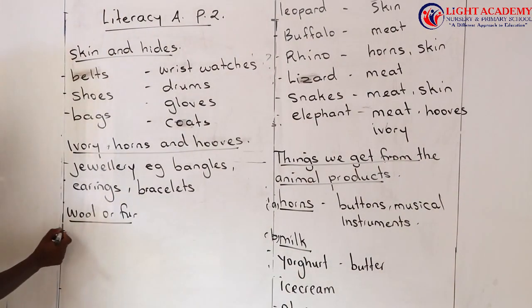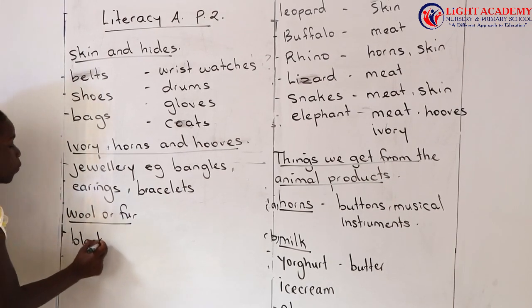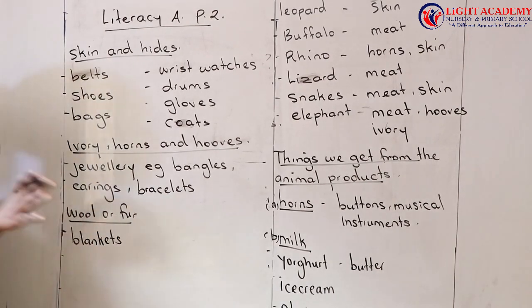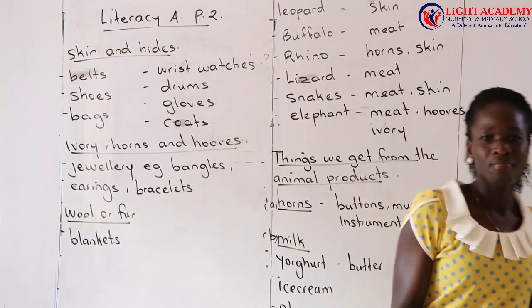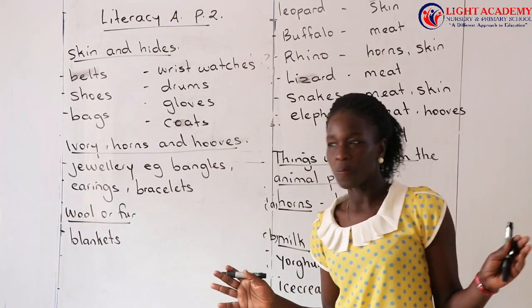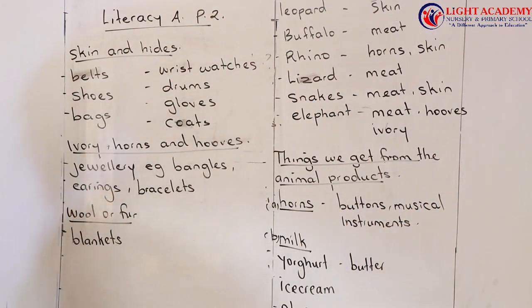From wool and fur, people make what you call the blankets. The woolen blankets. You know, most of you have woolen blankets at home. So those ones here, they call them enyoya. Blankets here, enyoya in Uganda also. So you find that people are making woolen blankets out of them.